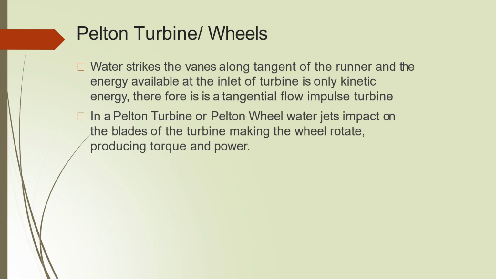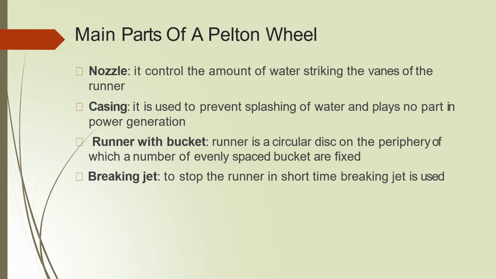In this turbine, the water jets impact on the blades of the turbine, making the wheel rotate, and it produces torque and power. So let us discuss the main parts of the Pelton wheel. The important part is the nozzle, which controls the amount of water striking the vanes of the runner. The casing is used to prevent splashing of water and plays no part in power generation. It acts as a cover so that water does not splash out.